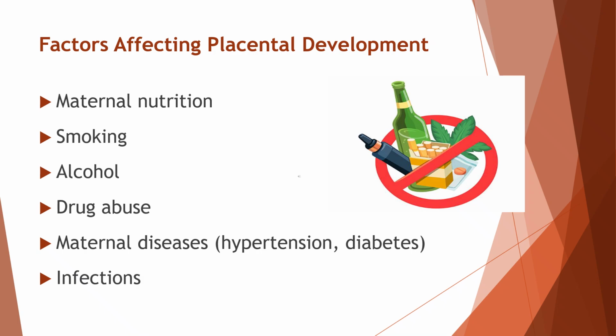The third factor is alcohol. Drinking alcohol during pregnancy can interfere with normal placental development and may harm the baby. The fourth factor is drug abuse. Harmful drugs can damage the placenta and reduce the supply of oxygen and nutrients to the fetus. The fifth factor is maternal diseases, such as hypertension and diabetes. These conditions can reduce blood flow to the placenta and increase the risk of pregnancy complications.